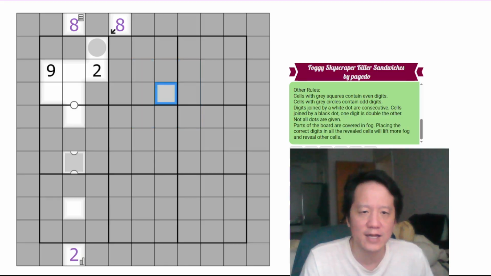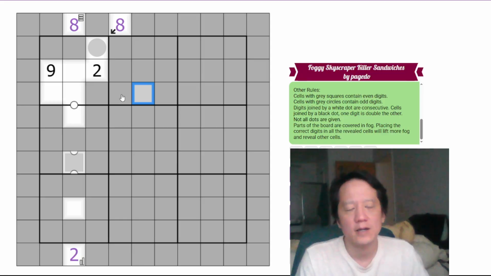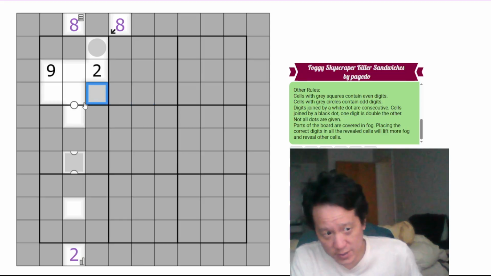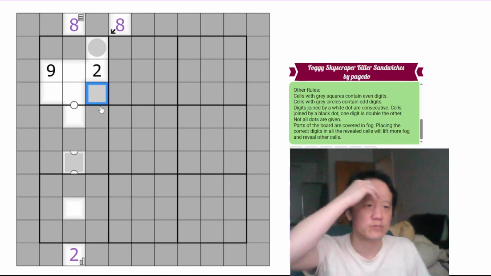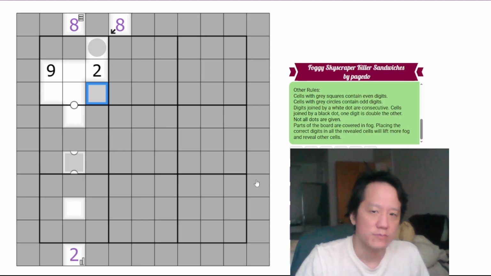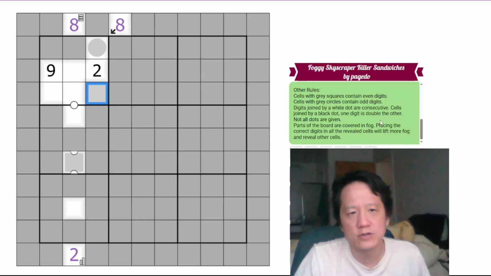It's more of a dynamic one where basically, based on certain places, you'll clear out certain pieces of fog. Anyways, those are all the rules.